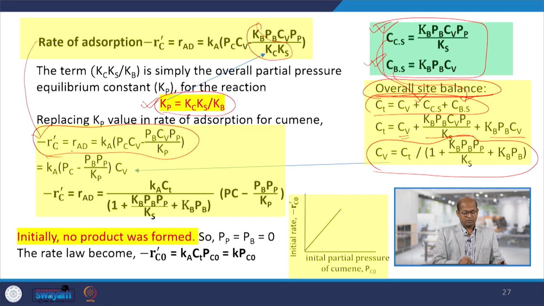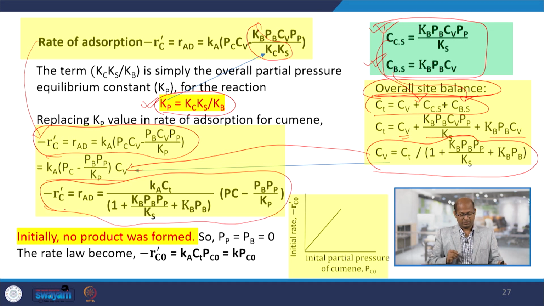Now Cv we can take out from the reaction equations, and then Cv we can substitute here. Then we can get these equations after substitutions. So, now this we can get. If we consider the initial propylene concentration, benzene concentration is 0. Then the rate law can become like this.